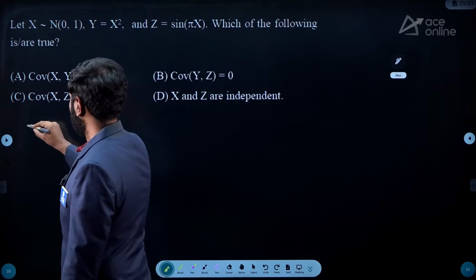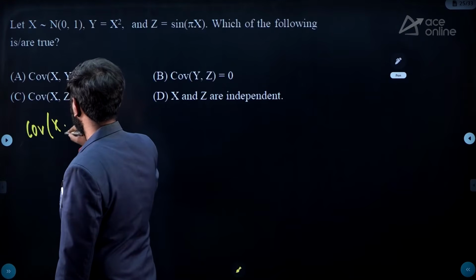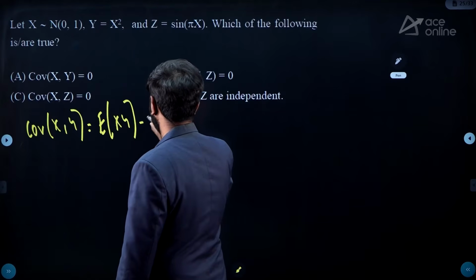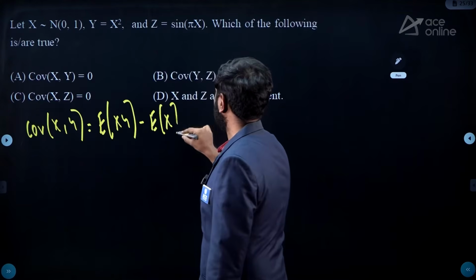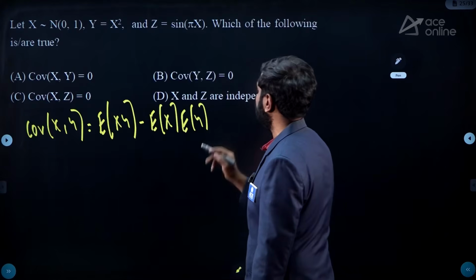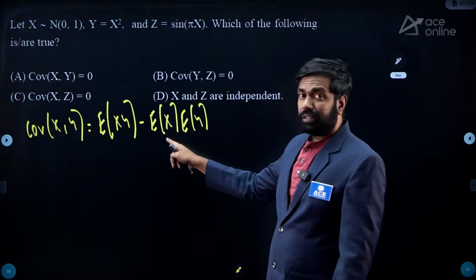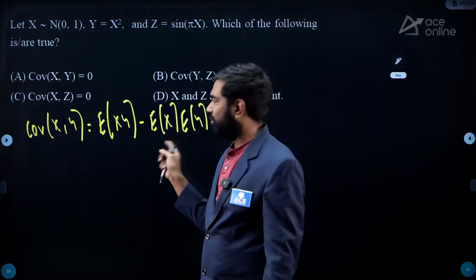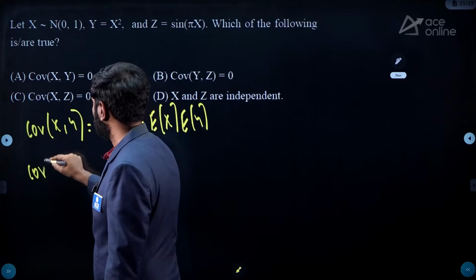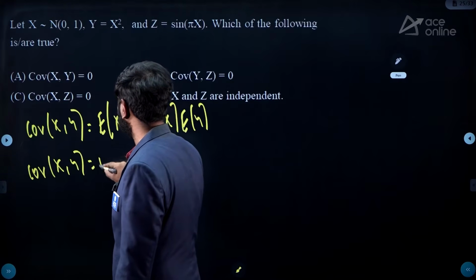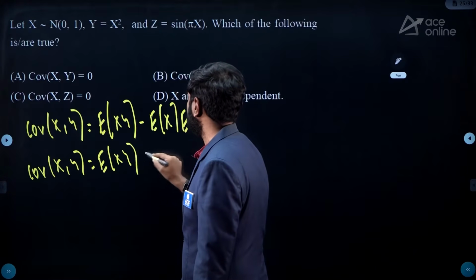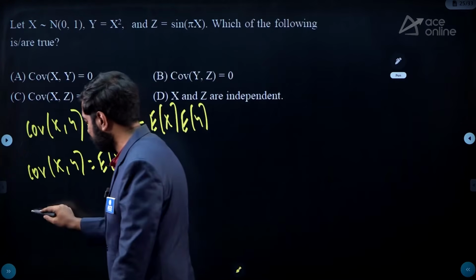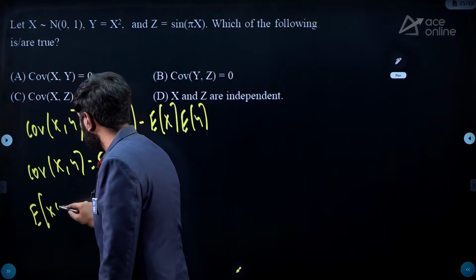First of all, what is covariance of X comma Y? By definition, it is expected value of XY minus expected value of X into expected value of Y. Since X is standard normal, the mean is 0, so this goes away, so there is no need to find the expectation of Y. So the covariance of X comma Y is directly expectation of XY, because this is 0. Now how do you find expectation of XY?